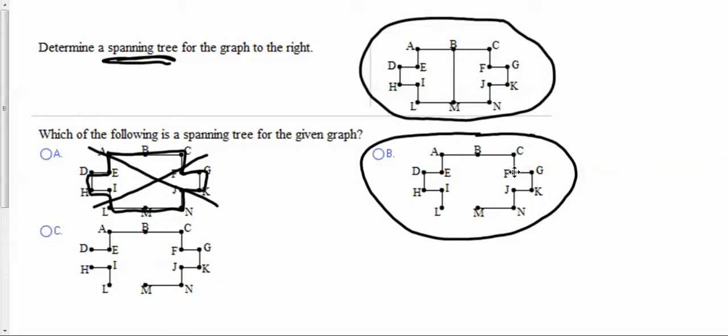Now, if edge FJ was in the graph, then that would not be a tree because we would have a circuit right there. But FJ was not an edge in the graph.